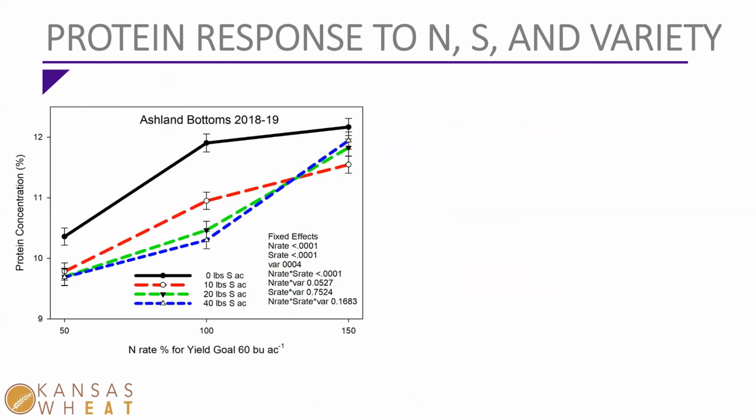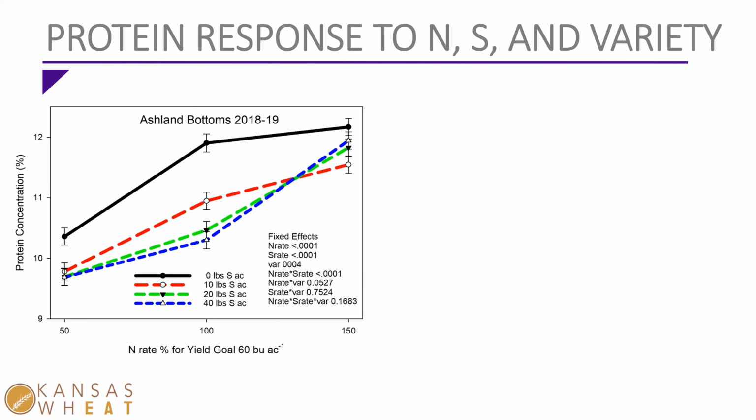Protein kind of had the opposite behavior. You see that the highest protein was actually the zero sulfur, and this is very simply put a dilution process. We had such a low yield level in that treatment that we end up with the highest protein. First, by adding nitrogen, we were able to increase that protein rate, right? So proteins went up as we increased our nitrogen rate.